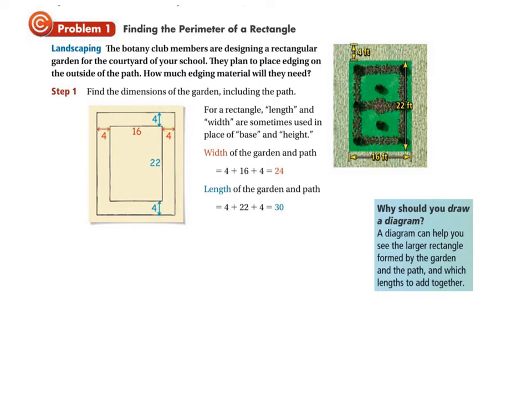So this length here goes from being 16 with an extra 4 feet here and here to 24 across the full top right here. And then same thing down here. This was 22, but they've got a 4-foot path here and a 4-foot path here. And so 22 plus 4 plus the other 4 is 30.